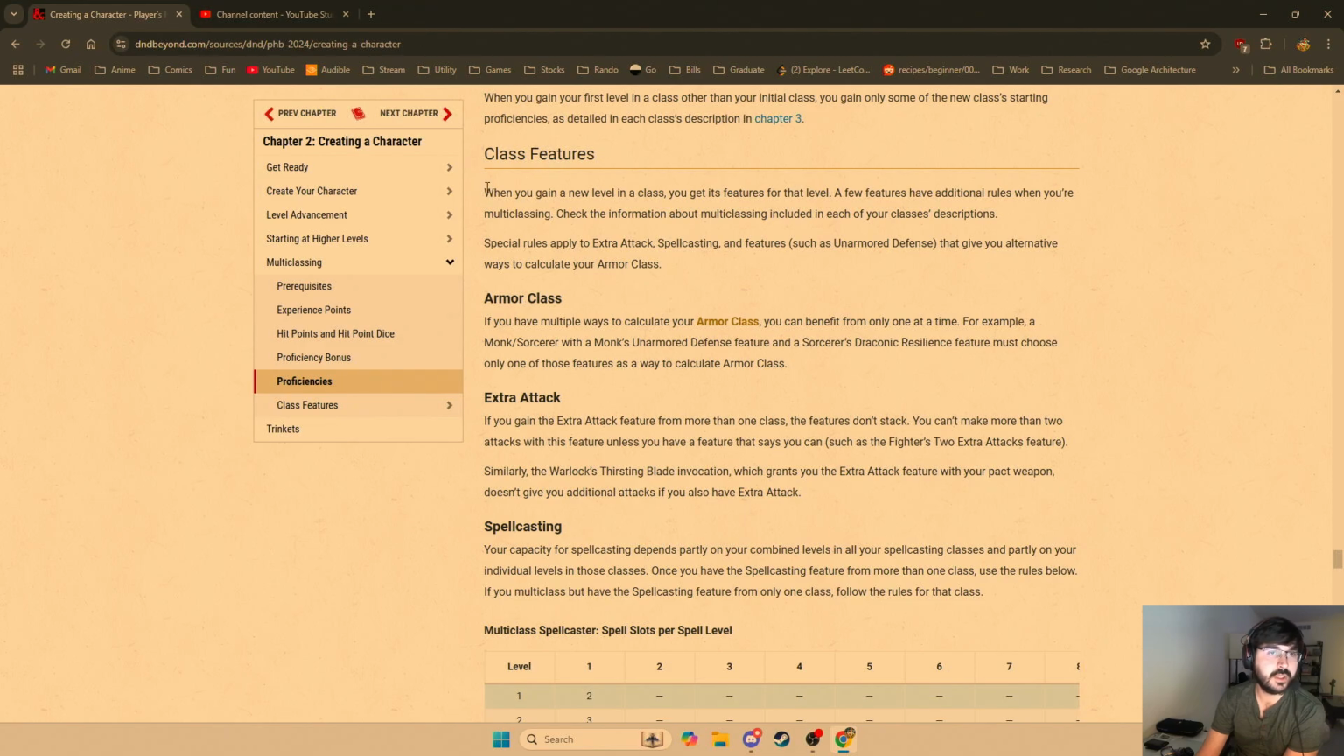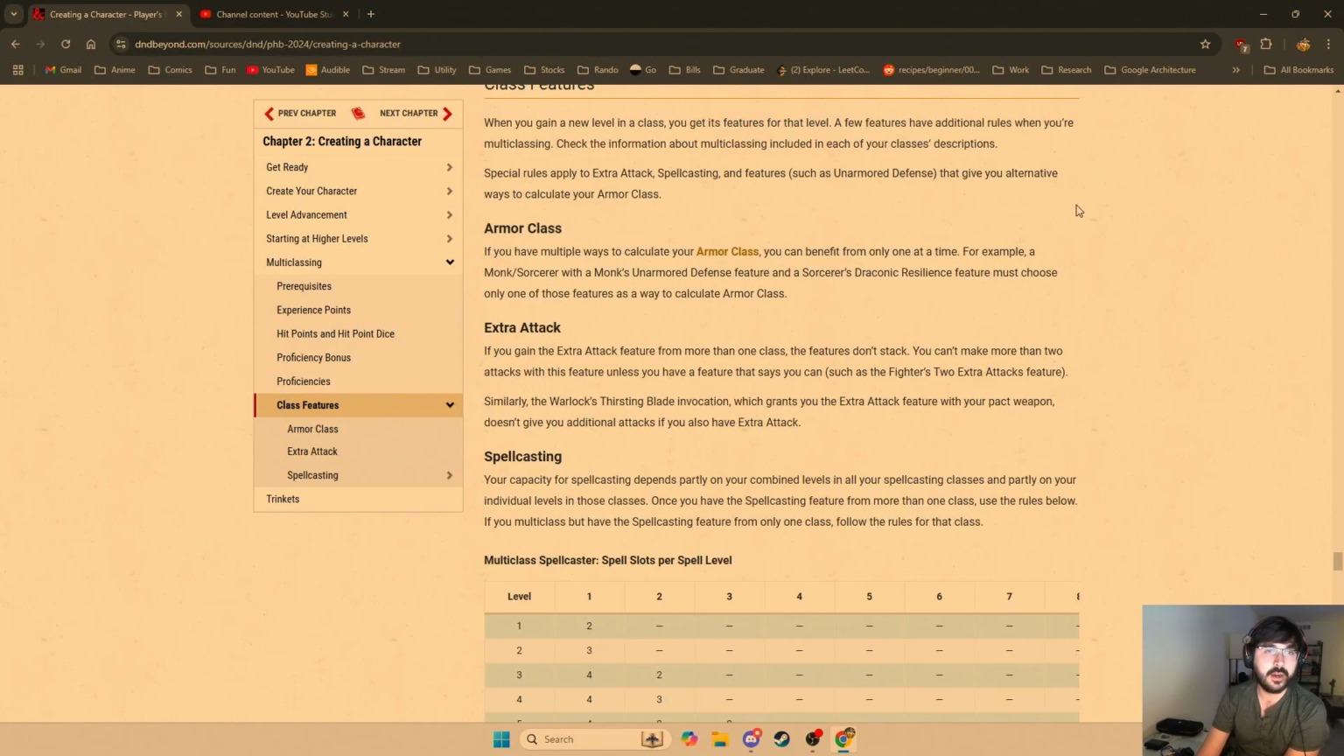Class features. These are some of the specials, like extra attack, spellcasting, unarmored defense, and so on. Your individual class will tell you what those are, and when you get a new class, it will tell you what your extra features are going to be. They don't stack, so if you get medium armor, then medium armor again, you don't become super good at medium armor. You're just good with medium armor.